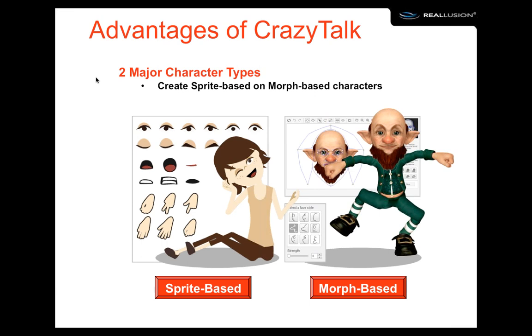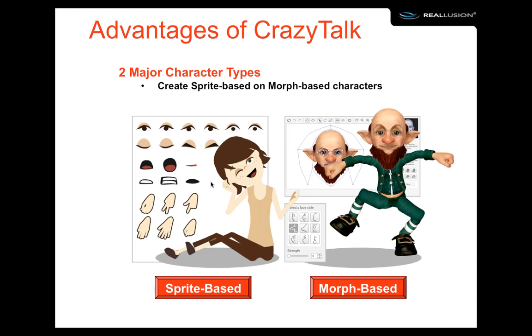So in CrazyTalk, there's two major character types. One is a sprite-based character like the one we have here on the left, which consists of a character that's made of different parts. These parts are what we call sprites. So you have sprites for eyes, for different hands, for different mouth shapes. And the way the software will animate this is by instantly replacing these sprites to simulate the illusion of animation.